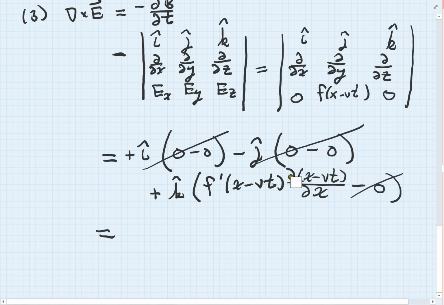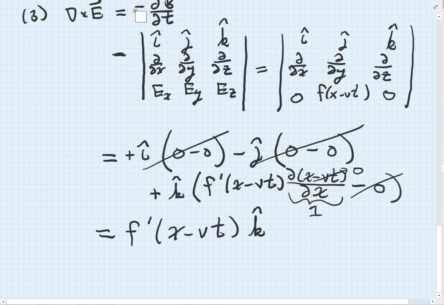When I take the x derivative of vt, that gives me 0 because there's no x there. And then partial x is just 1. So I'm left with f prime, the derivative of f with respect to its argument of x minus vt, in the k hat direction. That equals, this is the curl I've been computing, all of that equals minus the time derivative of the magnetic field, minus dB dt.